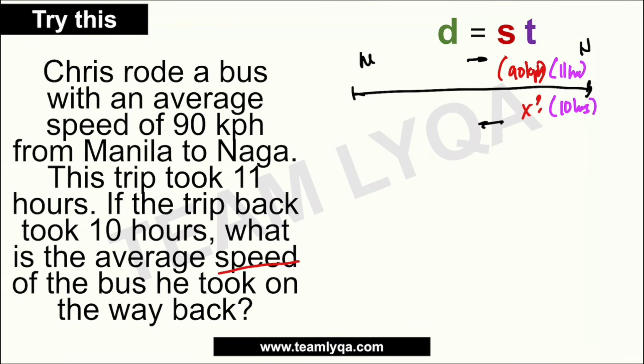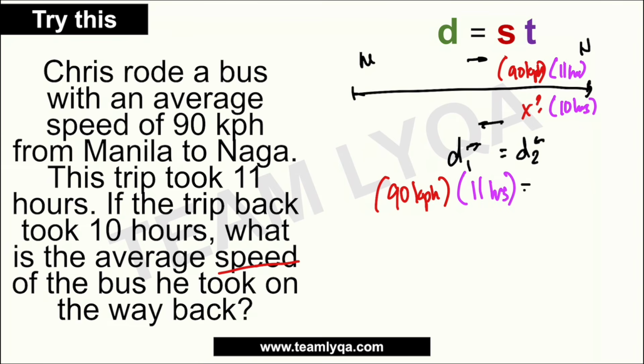So, using yung formula na nagamit natin kanina, which is d sub 1 is equal to d sub 2, or yung distance papunta ay equal sa distance pabalik, ilalatag natin yung mga given. Sa unang biyahe, meron kang speed na 90 kilometers per hour. Tapos, imumultiply mo yun sa time, which is 11 hours. Equal naman siya sa x, which is yung missing speed, times 10 hours dahil 10 hours lang yung tagal ng biyahe pa uwi. Now, imumultiply lang natin ito.